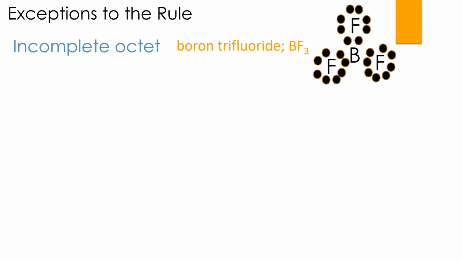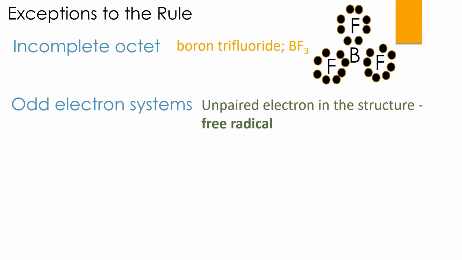The next exception is odd electron systems. Molecular compounds with an odd number of valence electrons in total cannot produce perfect octets on every atom. Inevitably, there will be an unpaired electron in the structure. These types of systems can form what we call free radicals, and as would be expected, can be relatively unstable.